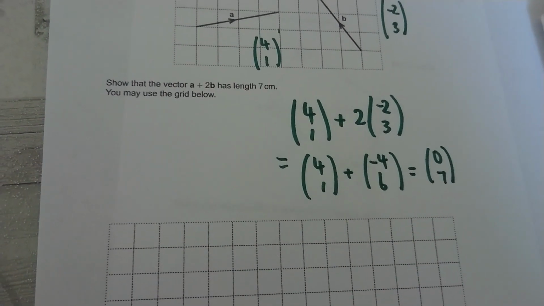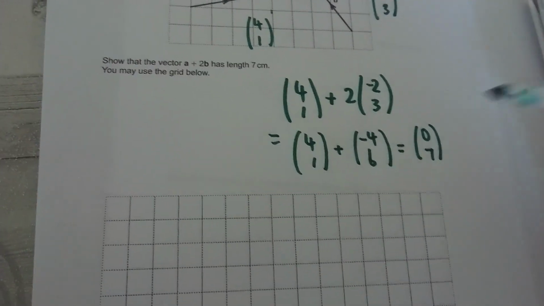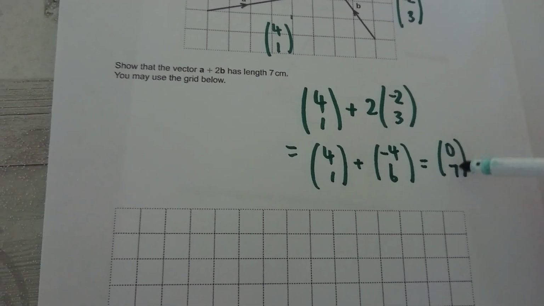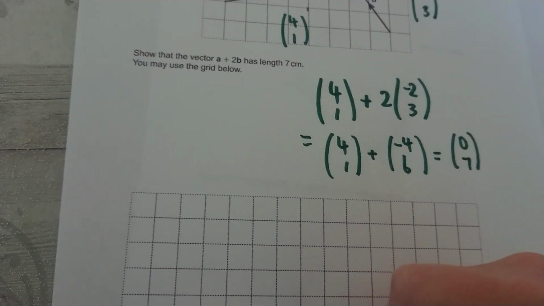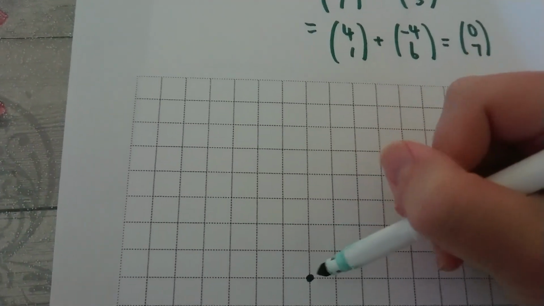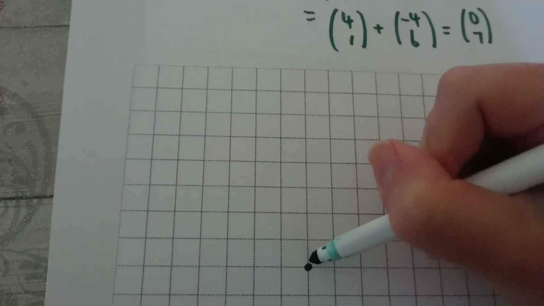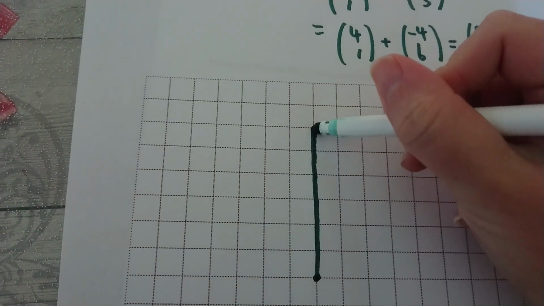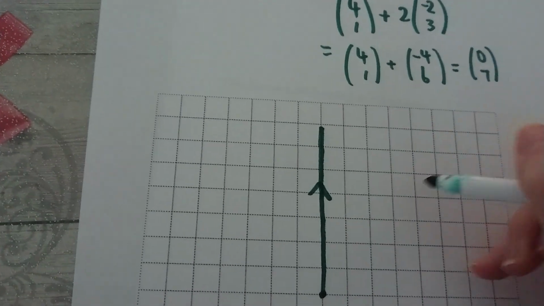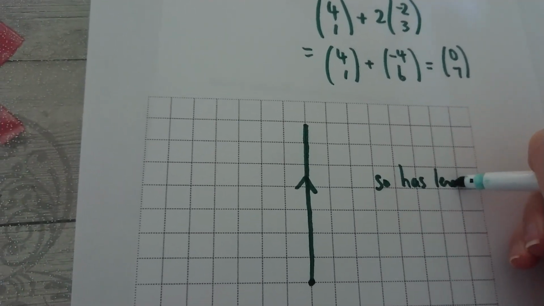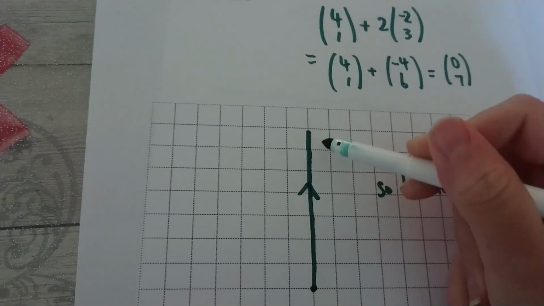So, it says you may use the grid below, and I think it is nice to show what that would look like. So 0, 7 would mean none across, but 7 up. So if I started here, I wouldn't go across, but I would go up 7. So it's going to go 1, 2, 3, 4, 5, 6, 7. So therefore it has length 7, because it is 7 squares up.